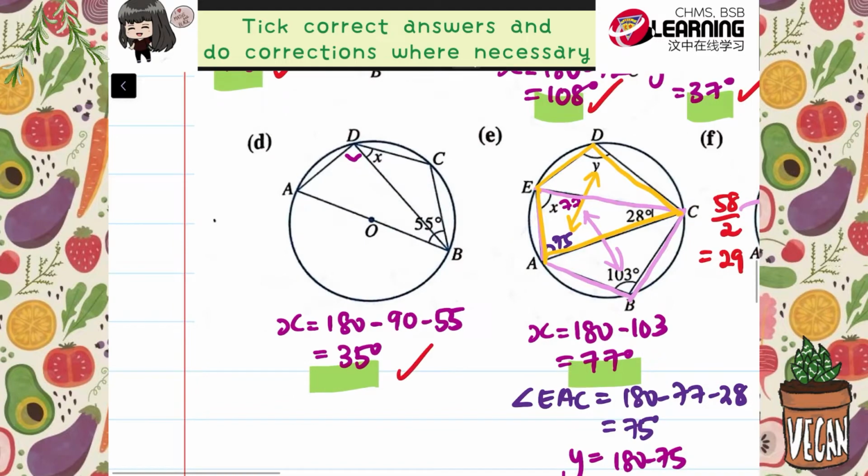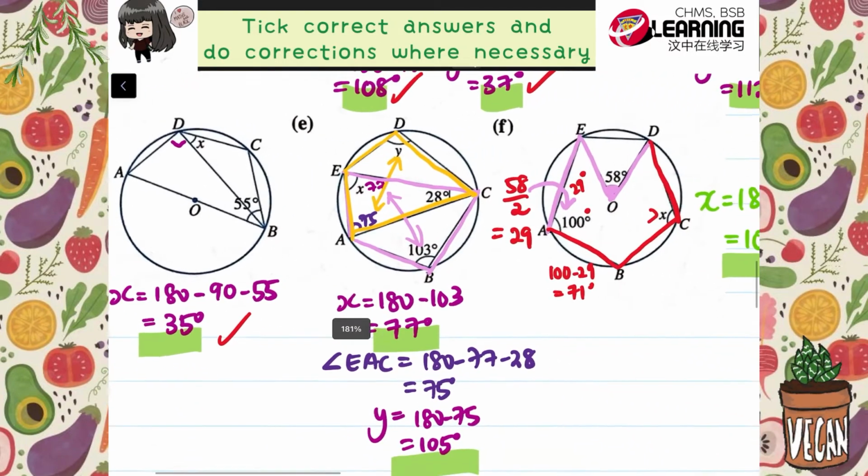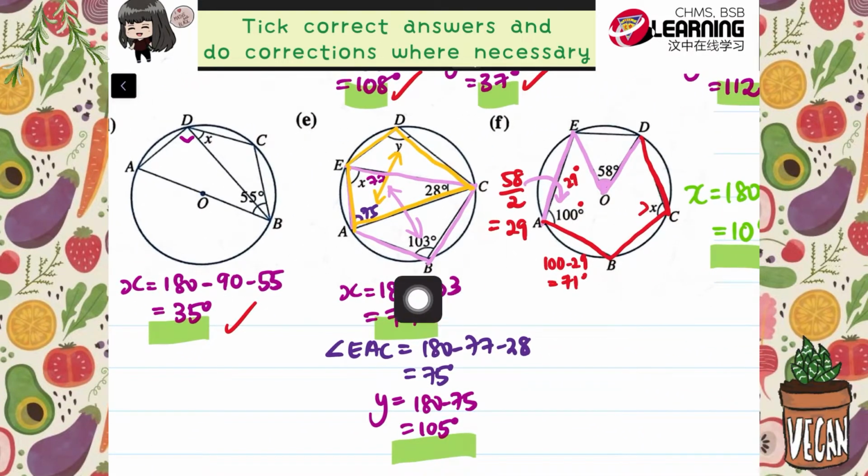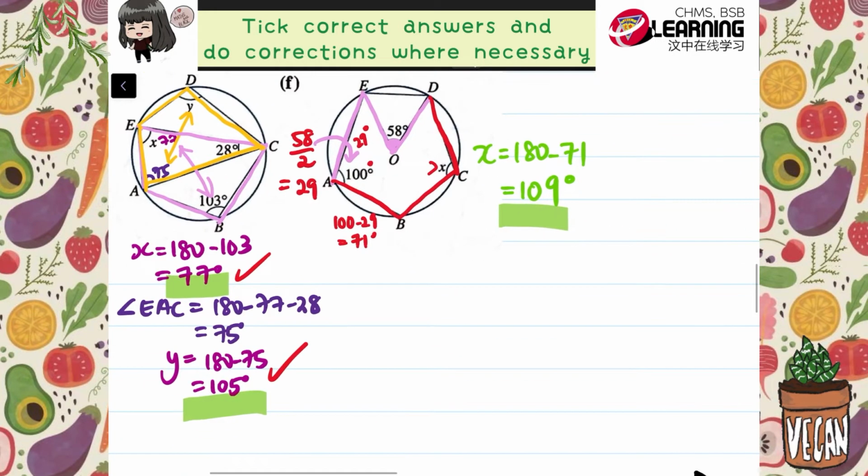D, also I think I explained to you already. And E, you see, there are two cyclic quadrilaterals here. This Y and 103, they are not opposite angles, because these 5 sides are not a quadrilateral. It's not a cyclic quadrilateral at all. So the first cyclic is the pink one. I redraw in pink. That's why our X is 77. And your Y here is the yellow cyclic. That's why you need to minus 75 from 180 in order to find Y. And F I explained already. Please refer to my previous lesson video.